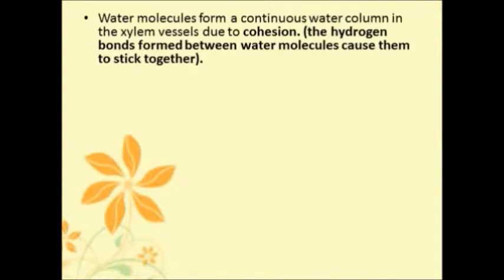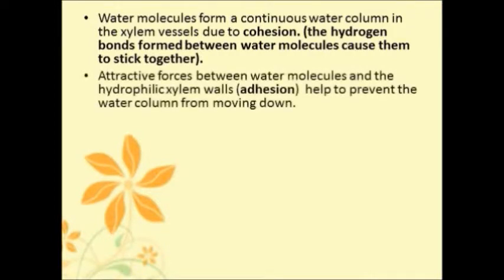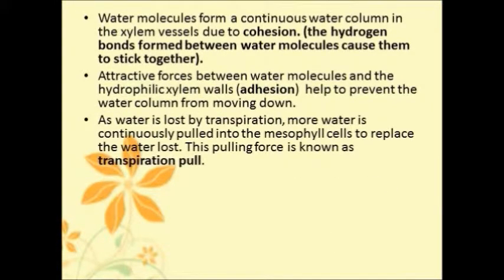Water molecules form a continuous water column in the xylem vessels due to cohesion. That is, the hydrogen bonds that form between water molecules cause them to stick together. Attractive forces between water molecules and the hydrophilic xylem walls, which cause adhesion, help to prevent the water column from moving down. As water is lost by transpiration, more water is continuously pulled into the mesophyll cells to replace the water loss. This pulling force is known as transpiration pull.